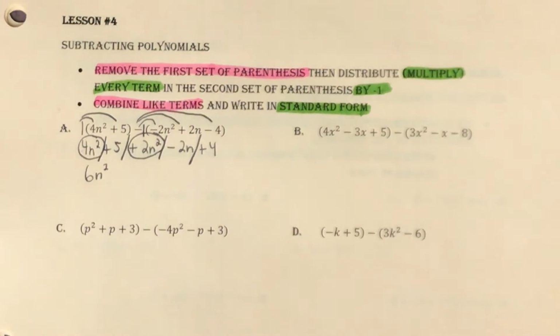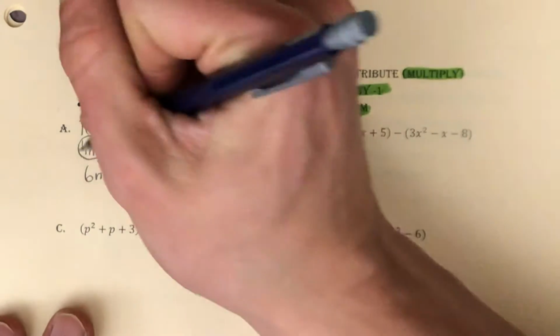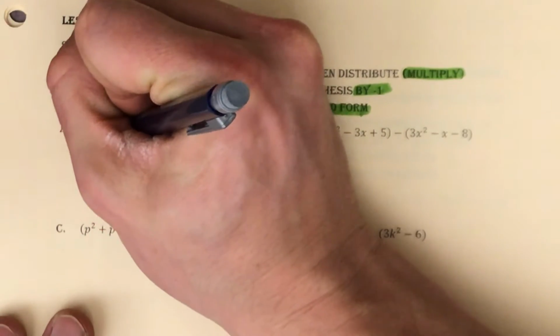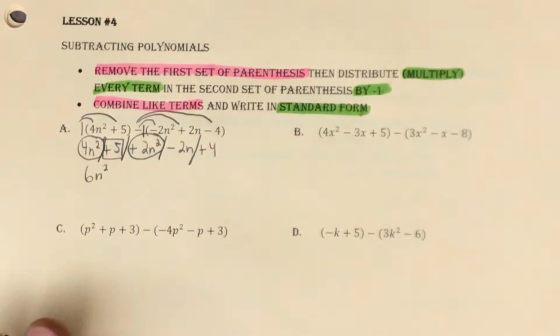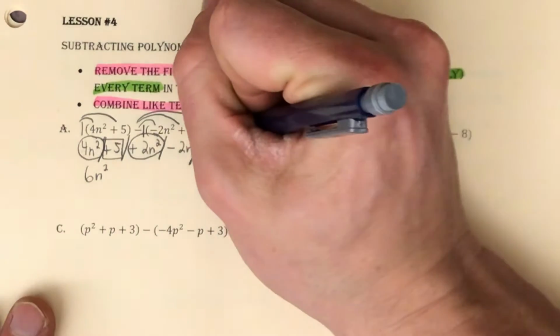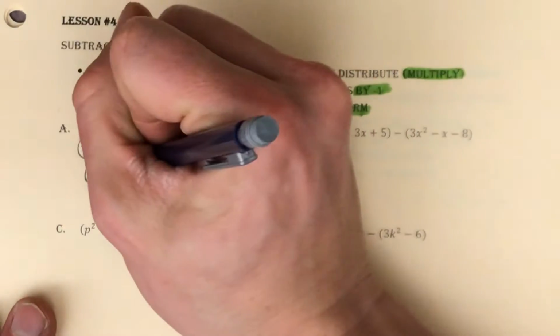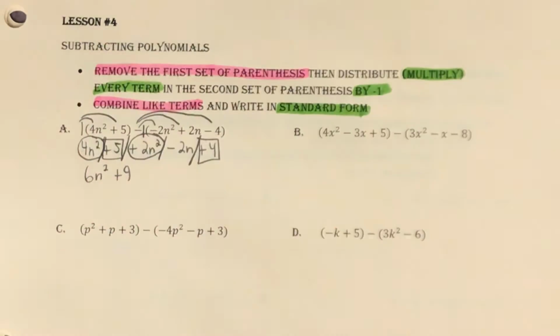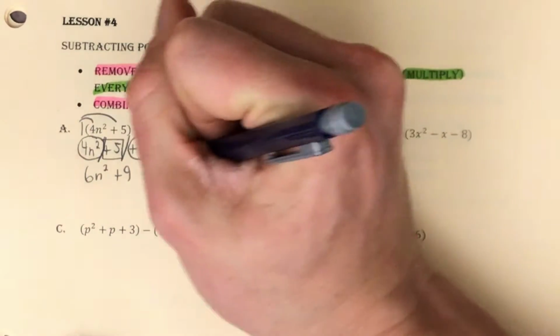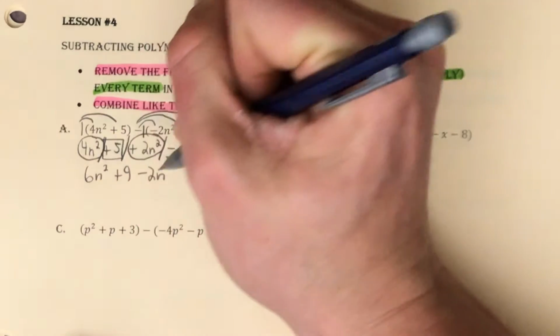Then I'm going to move on to my next term, which is a positive 5. Now that's just a number, so I'm looking for other terms that are just numbers. And the only other one I see is positive 4. So positive 5 plus 4 is positive 9. And then my only term left is this -2n, so I'm going to bring that down.